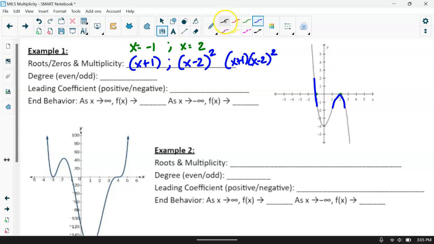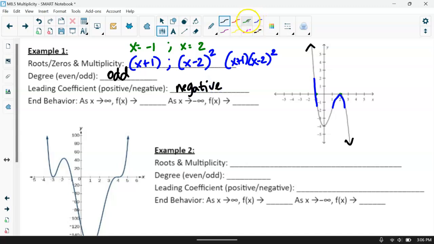So now let's keep going with our review. Is this an even or odd function? Well, it's an odd function, right? Notice how arrows are going opposite directions. So this is an odd function. Then the leading coefficient, is it positive or negative? Well, read it left to right. Notice how we're going down. So the leading coefficient is negative.